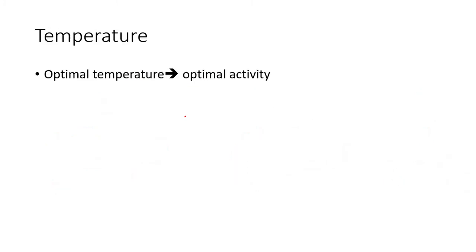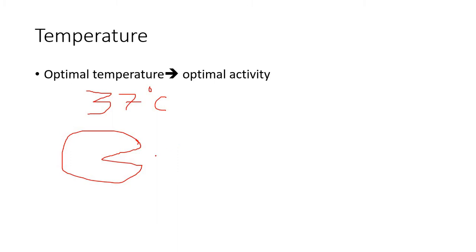Now next comes the temperature. Just like pH, every enzyme has an optimal temperature. For example, for most mammalian enzymes, the optimal temperature is 37 degrees Celsius. At this temperature, they have a structure which can bind the substrate.